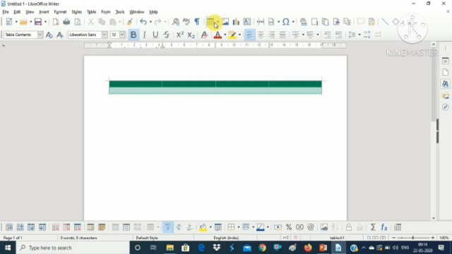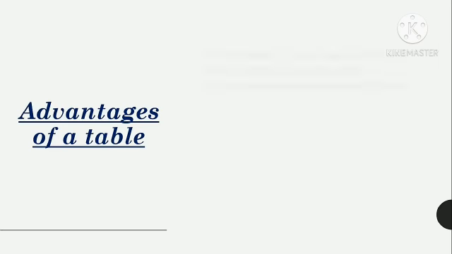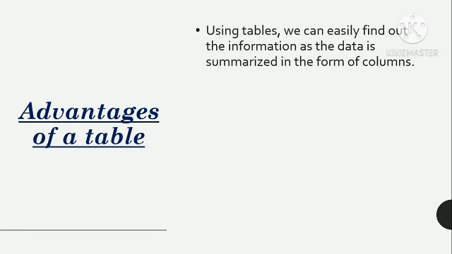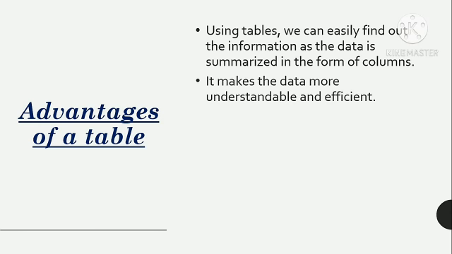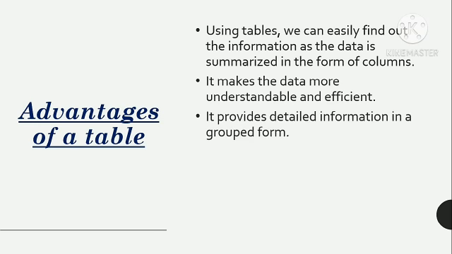Now we are going to see the advantages of a table. Using tables, we can easily find the information as the data is summarized in the form of columns. If data is written in a paragraph and we want to search for any particular data, it would be difficult for us to find it. Since in a table the data is arranged in the form of vertical and horizontal lines, it makes the data more understandable and efficient. It provides detailed information in a grouped form.